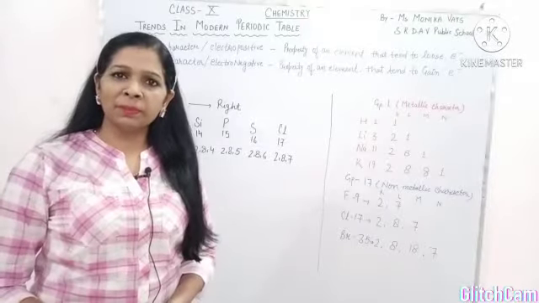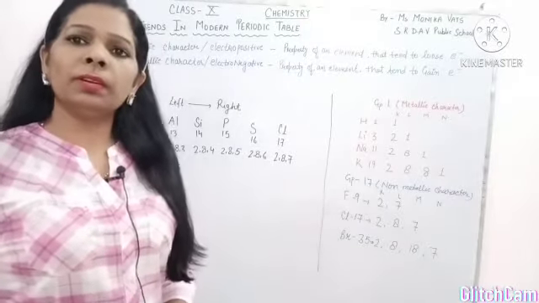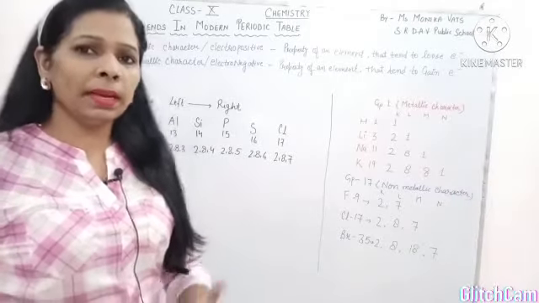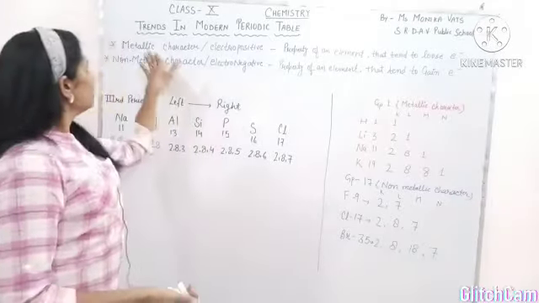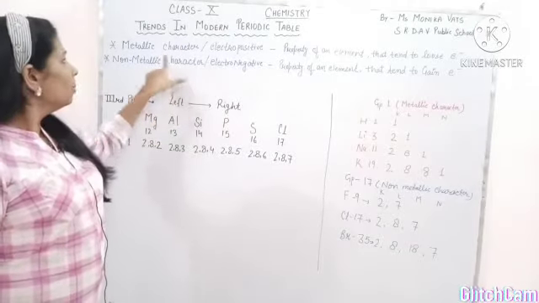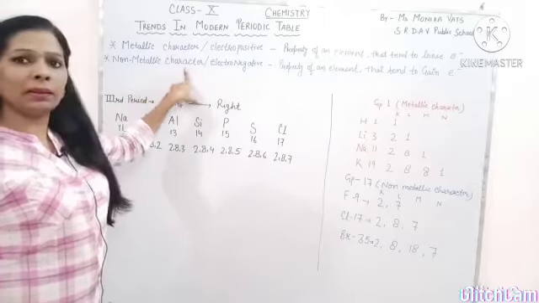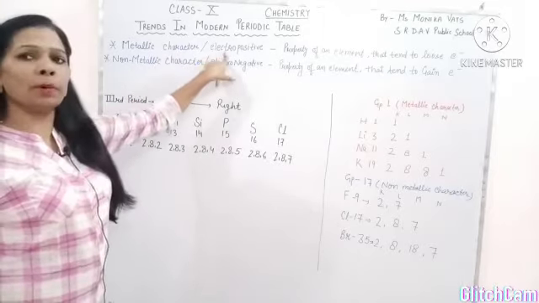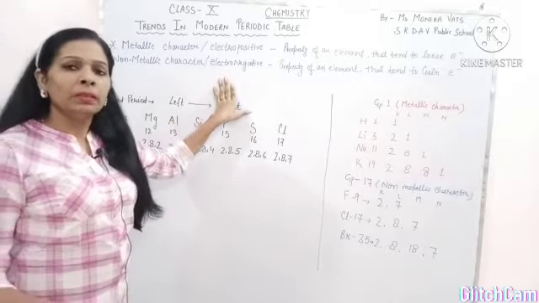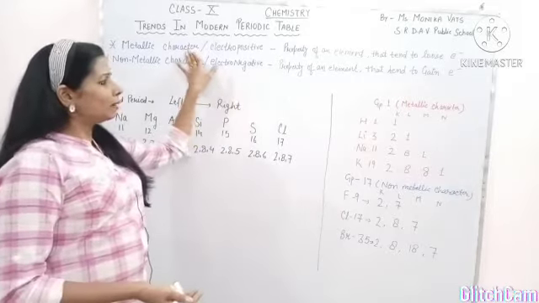Good morning everyone. As you know, we are discussing the trends in the modern periodic table, and the new trend is metallic and non-metallic character. Metallic and non-metallic character is also known as electropositive and electronegative character respectively. So what is metallic character?